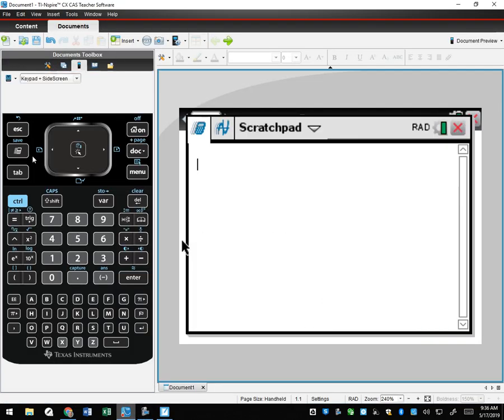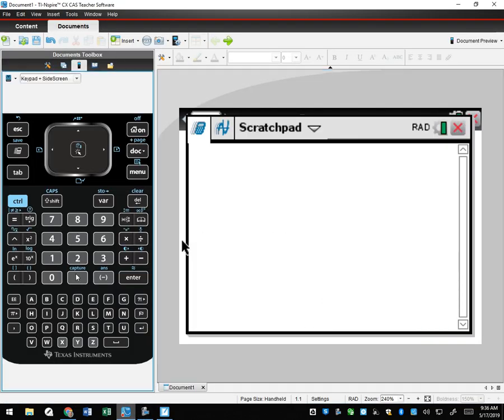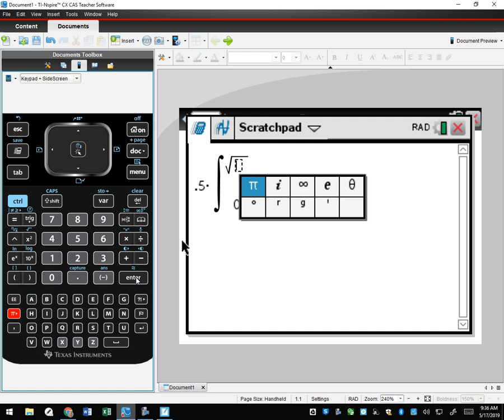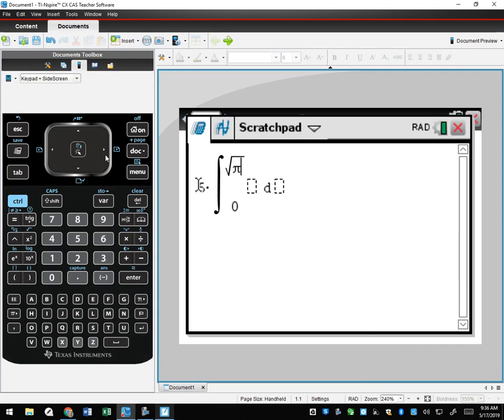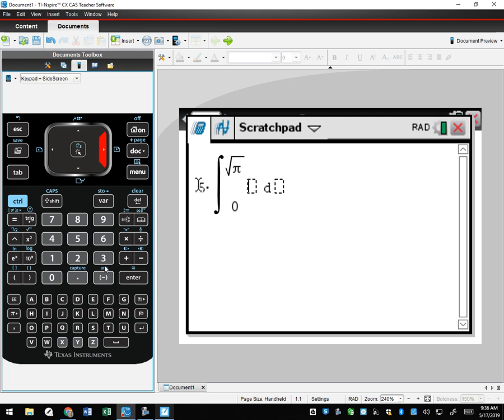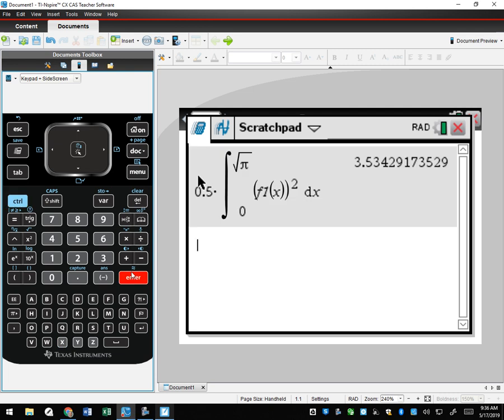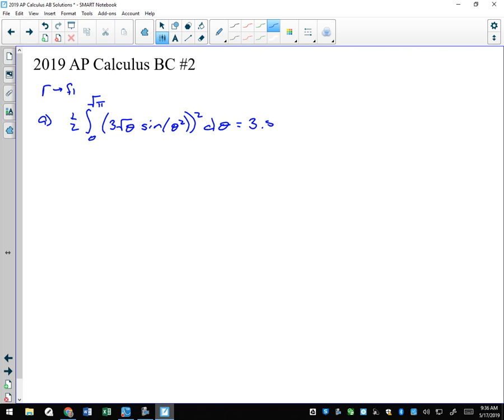So back here, it's 1/2 times the antiderivative from 0 to the square root of pi of my f1 of x squared, dx. Control enter, force the decimal, and we get 3.5342. Always go to 3 decimals.